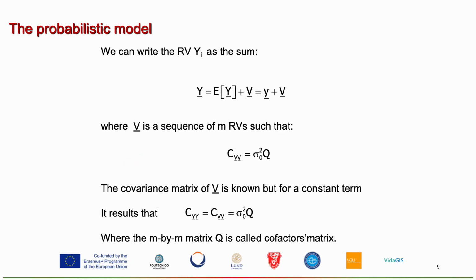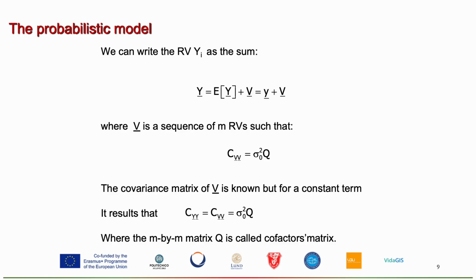So in general, we can write the random variable capital Y as the sum of two completely different terms. Capital Y is the expectation of capital Y plus a vector that we can name capital V, where the expectation of Y is simply y. It is a vector of deterministic values that are the theoretical values of the observed capital Y, while capital V is a random variable that contains what we can call observation errors.